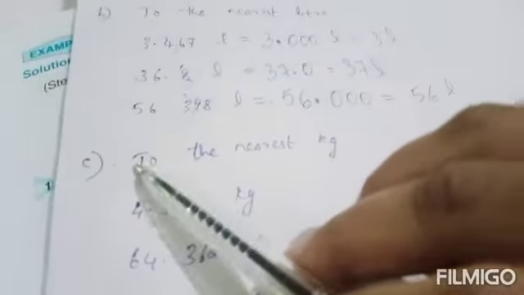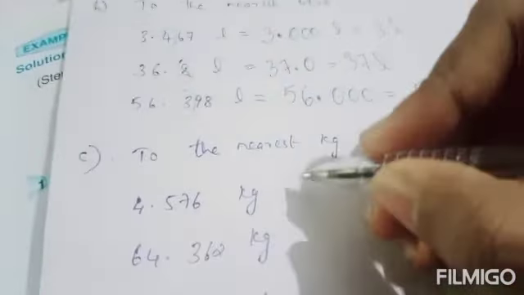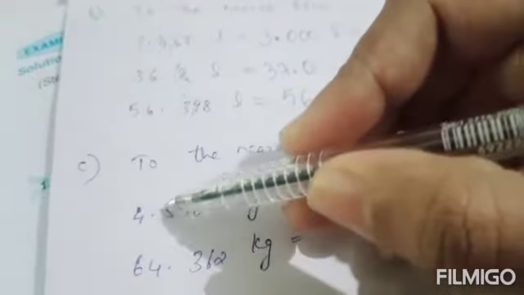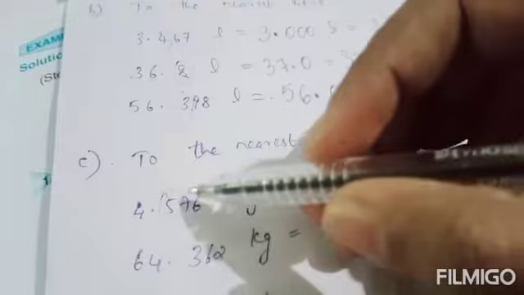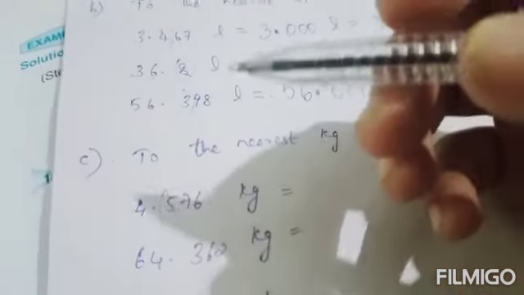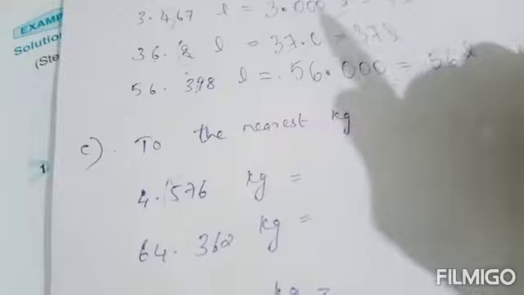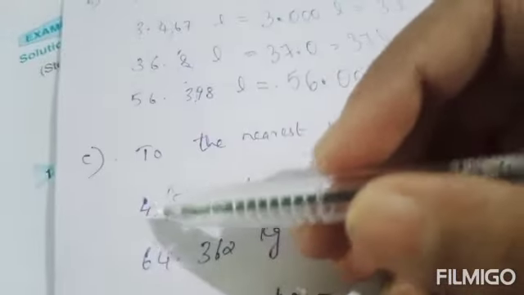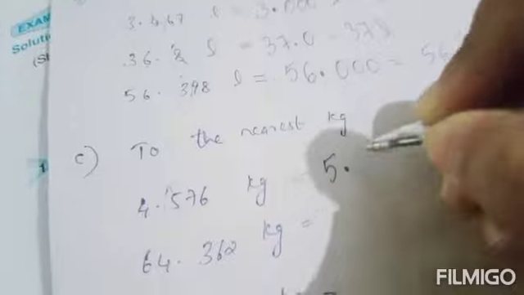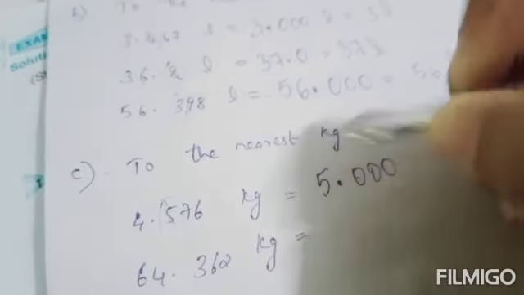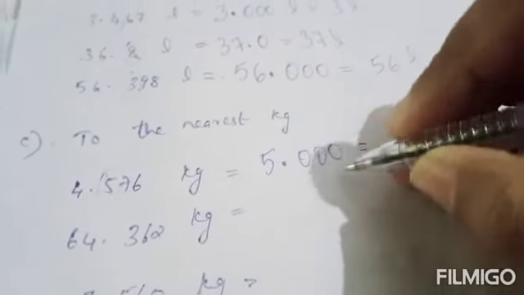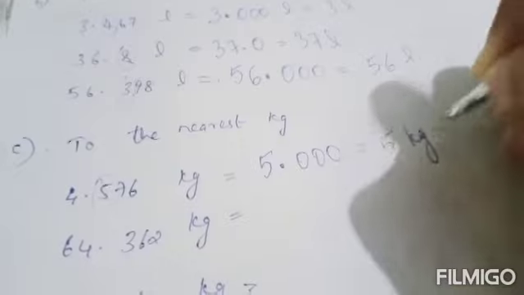Next C, to the nearest kilogram. In order to round off to the nearest kilogram, also see the digit at the tenths place. Here 5 is coming. So if the tenths place digit is 5 or greater than 5, add 1 to the ones place digit. So you need to add 1 to 4. 4 plus 1 you will get 5. 5 point. After the decimal place you can put 0. Okay, so 5.000 means 5 kilogram.